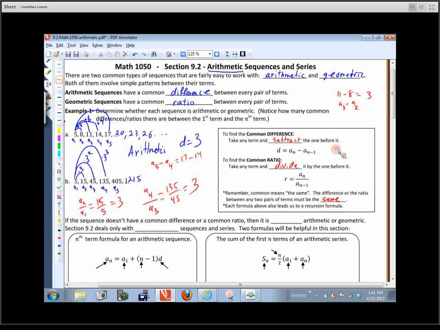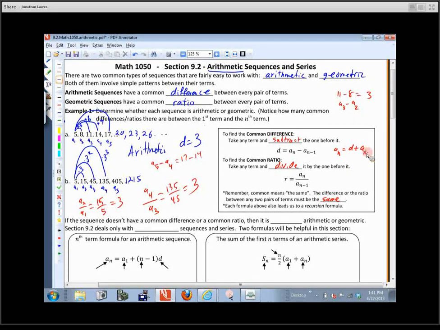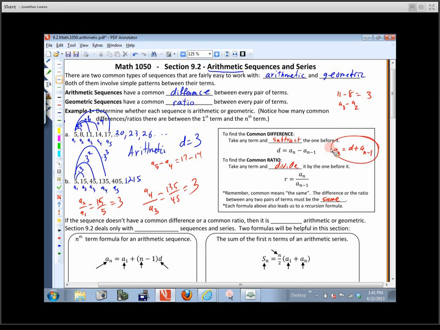So this would be a sub n equals d plus a sub n minus 1. That would be a recursion definition for an arithmetic sequence. And on this one, I'd have a sub n equals r times a sub n minus 1. That would be a recursion definition.